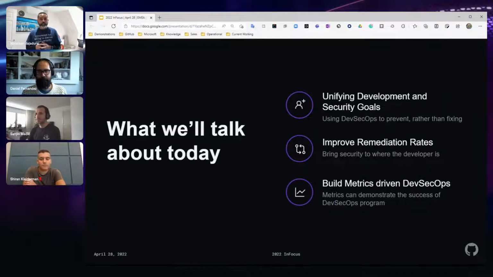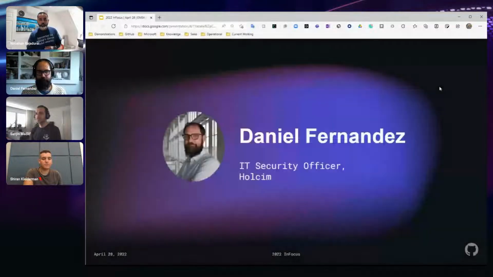So as part of our theme today, we're going to be talking about how to run a successful DevSecOps program. And there'll be three main areas that we'll be touching on. One is the well-understood challenge of unifying development and security goals within an organization and helping you all work towards fixing issues, improving remediation rates, so bringing security to where the developers are sitting today and improving that whole experience. And then metrics: how do you get metrics that can help you drive successful DevSecOps programs? So with that, I'd like to start by introducing our guest today.